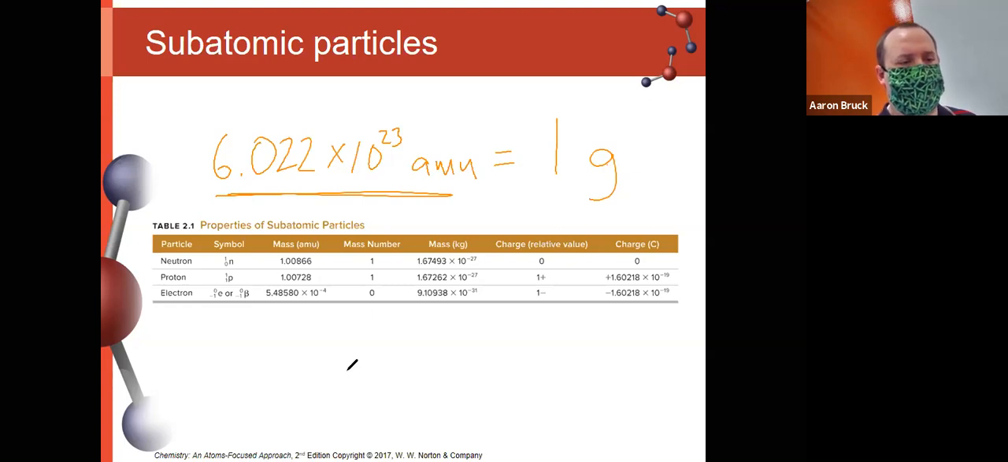And so what this will ultimately allow us to do, once we get to talking about moles, is that there is a relationship between the mass in AMUs and the mass in grams if I have a mole of a substance. And that will ultimately allow us to use these atomic masses as molar masses when we get to that point.